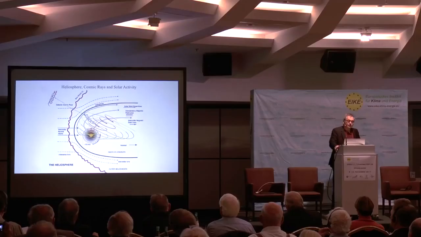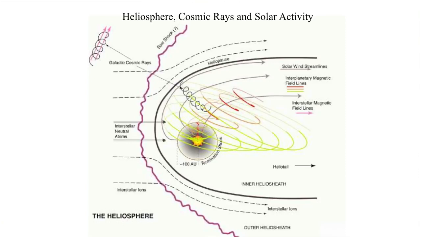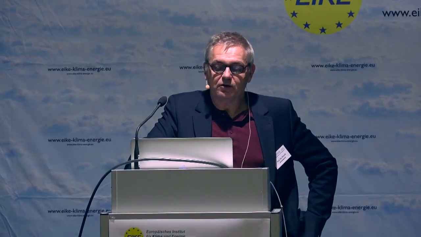So what you see here is actually the heliosphere. In the middle, the yellow part here is supposed to be our sun, and the circle is actually 100 times larger than the distance from the sun to the Earth. But this is the region of space which is affected by the sun's magnetic field or the solar wind. And this is quite important because this is how solar activity can modulate the cosmic rays.